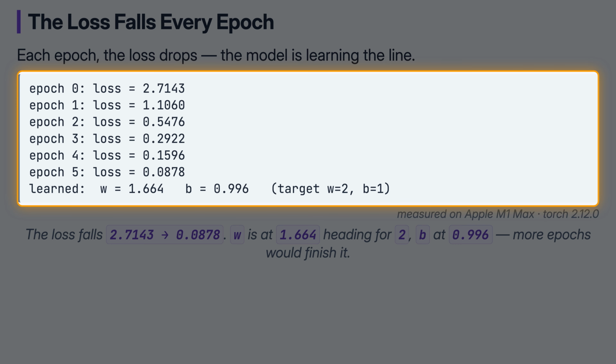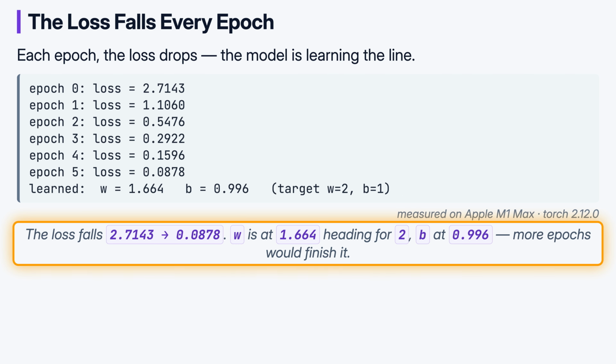Each epoch the loss drops. It falls from 2.7143 down to 0.0878. w is at 1.664 heading for 2. b is at 0.996. A few more epochs would finish it. A falling loss is the sign the loop works.